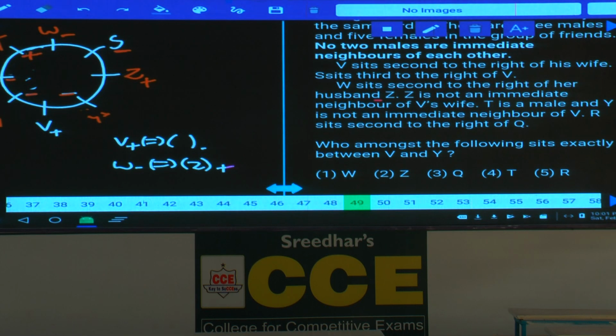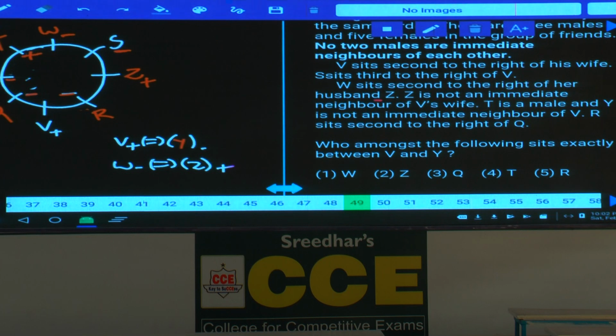Now this is the only possibility, and here who will be at this place? V's wife must be here, hence V's wife is Y. Are you following this one or not? Then R sits second to the right of Q. As R is seated second to the right of Q, now we are left with only 2 more persons, R and Q, out of which R is seated second to the right of Q. R is here and Q is here. Clear now? This is how these persons are seated around this circular table. It's starting with V, a male, Q, Y, T, W, S, Z, R, out of which V, T and Z are males, and the remaining persons are females.